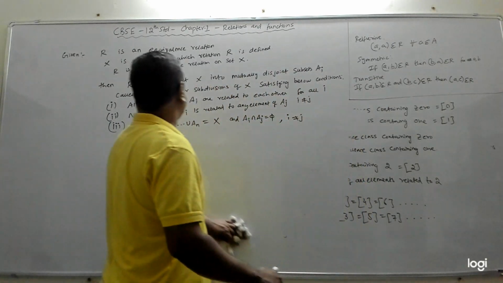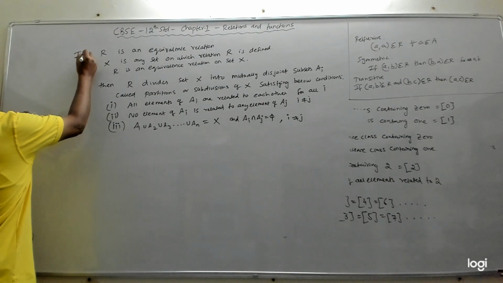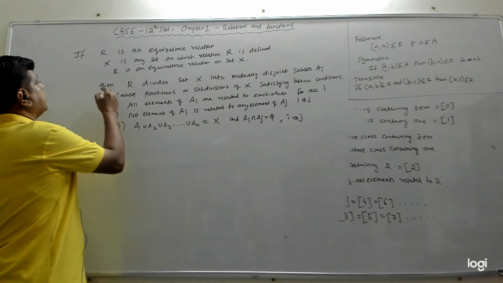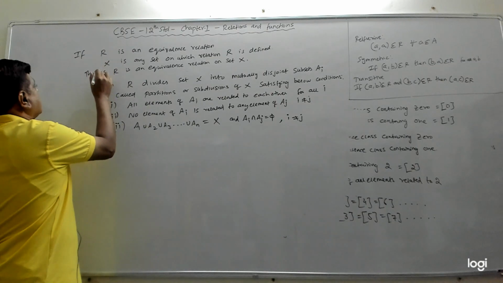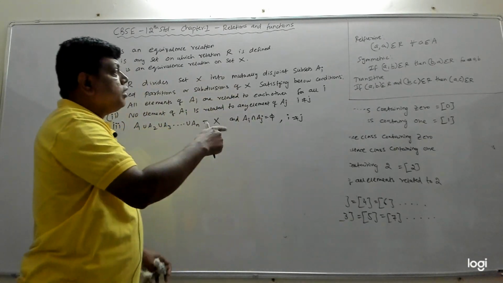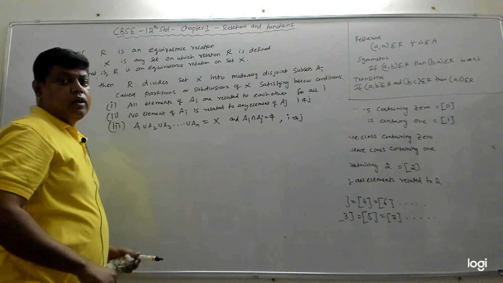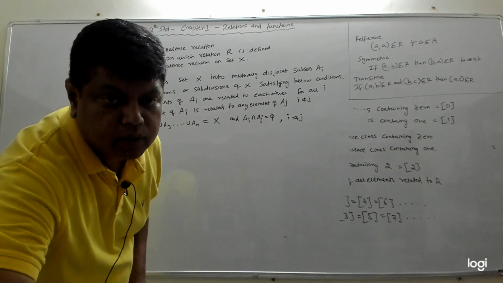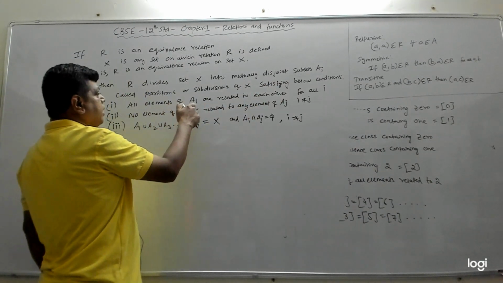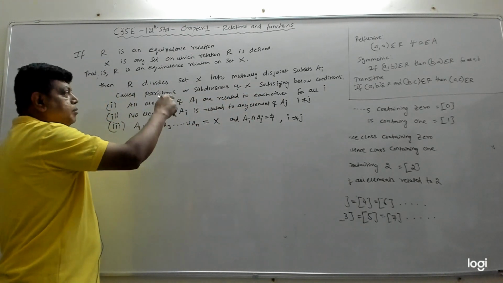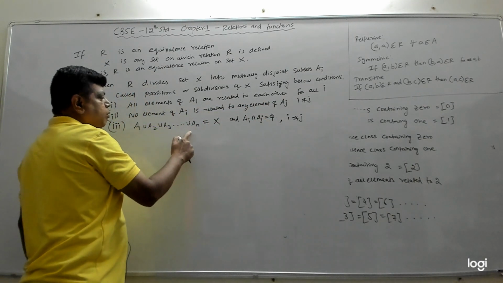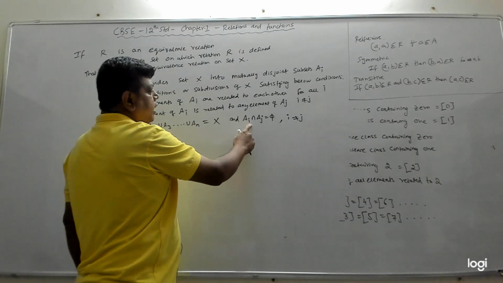So what it says is, if R is an equivalence relation and X is any set on which the relation R is defined, that is R is an equivalence relation on set X, then we can say R divides the set X into mutually disjoint subsets Ai called partitions or subdivisions of X, satisfying the conditions that all elements of Ai are related to each other, which means every element in the set Ai is related to each other, and no element in Ai is related to any element in Aj, and union of all the A1, A2, A3 till An will give you my X, and Ai intersection Aj equal to empty.